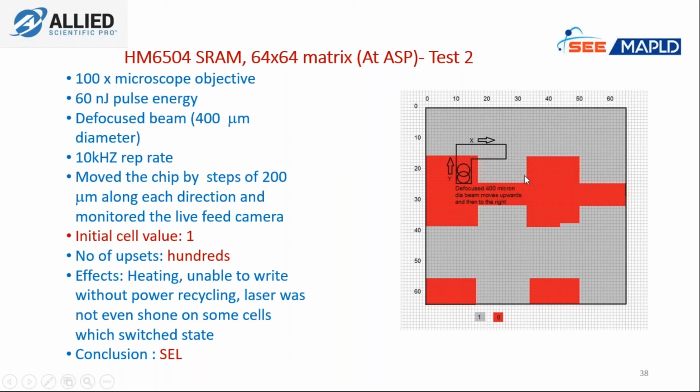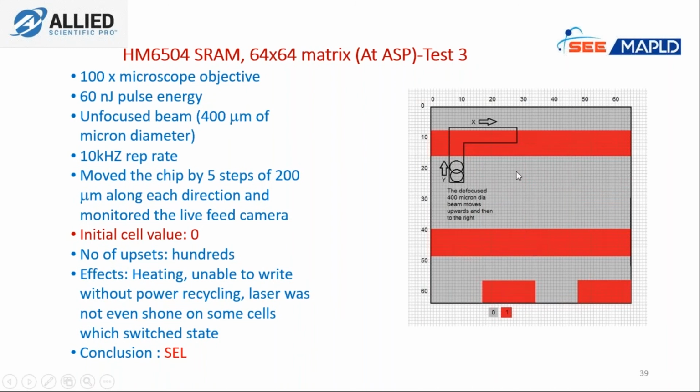Now we saw even some cells that were not even illuminated by the laser showed upset. So large areas of the chip showed upset, and it got very, very hot. For this reason, we need to turn it off for it to cool down. And then when we turn it back on, we could write a 1 on all these upset cells. So this clearly showed the SCL because it was accompanied by heating of the chip. So it was an SCL, non-destructive SCL that we observed on this.